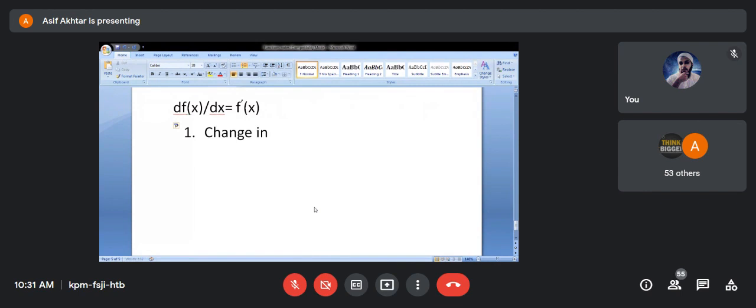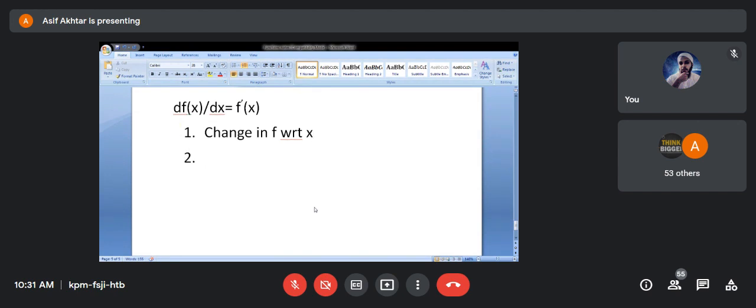Change in what? Change in f(x). With respect to what? With respect to x. Always remember that you cannot write simply change in f or change in p or change in c. You always have to mention change with respect to what. Is it quantity? Is it time? Is it volume? Is it any other variable? So with respect to is very, very important.